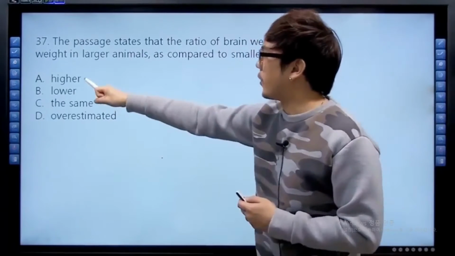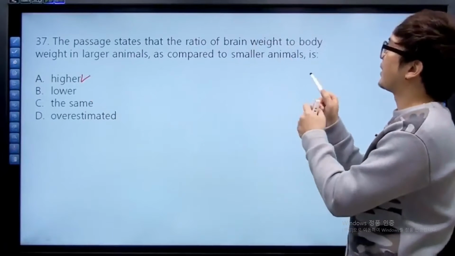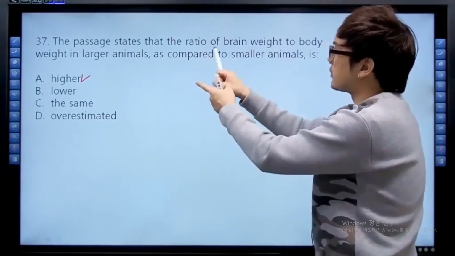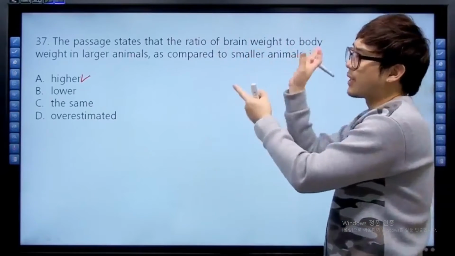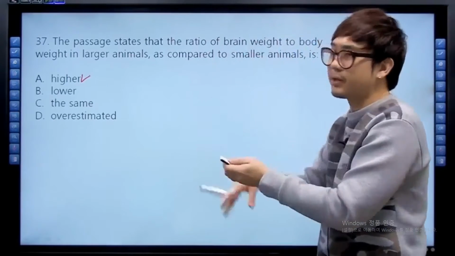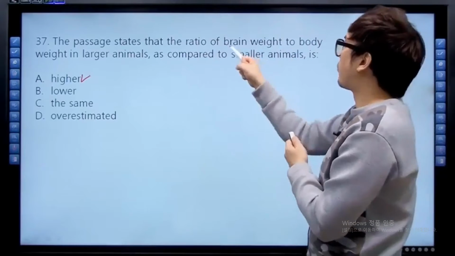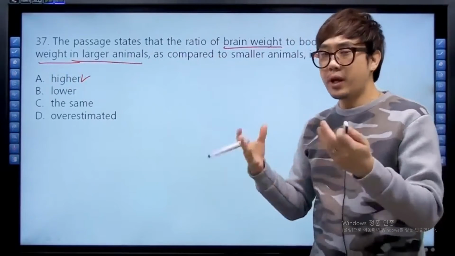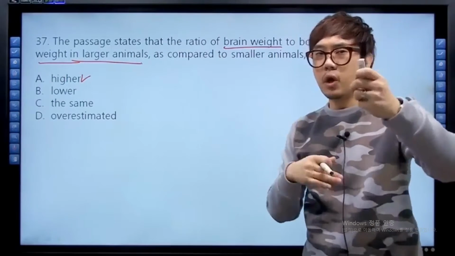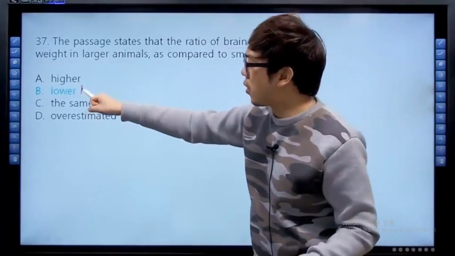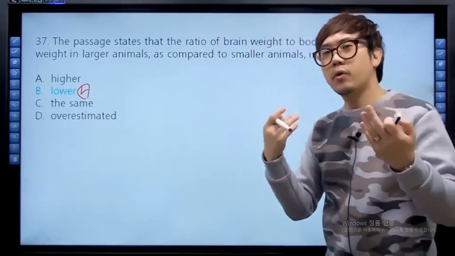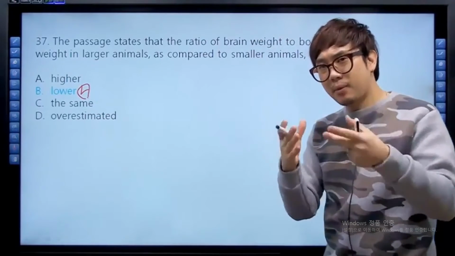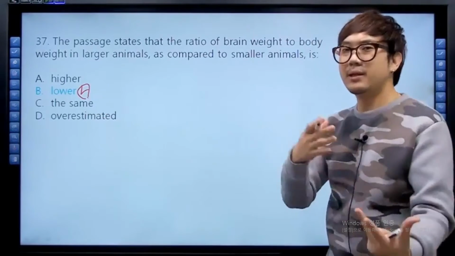Is it higher, the ratio? What we're asking is, the ratio of the brain weight to the body weight in larger animals as compared to the smaller animals is what? Is it higher? Is it lower? Is it the same? Or is it overestimated? We know that the ratio of brain weight to body weight in larger animals is, of course, lower, right? Why do we call the ratio lower? Because I've just told you this example, the analogy of the mice and the elephant, right?